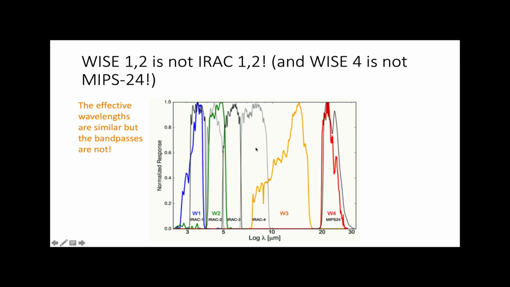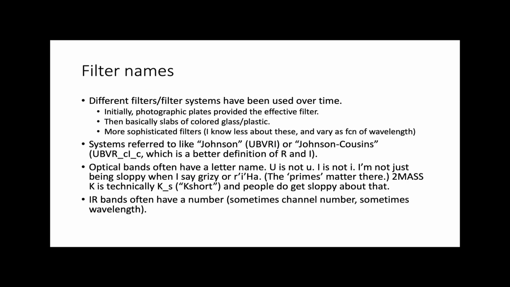IRAC 3 and IRAC 4 don't really have any WISE counterparts, although part of IRAC 4 overlaps with the WISE 3 band. And again, WISE 4 being 22 microns and MIPS 24 being 24 microns, people think, oh, they're the same, but they're not, because the filter transmission is different. And so the measurements that you make through these filters are different.